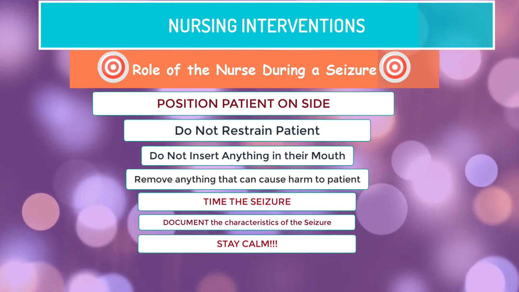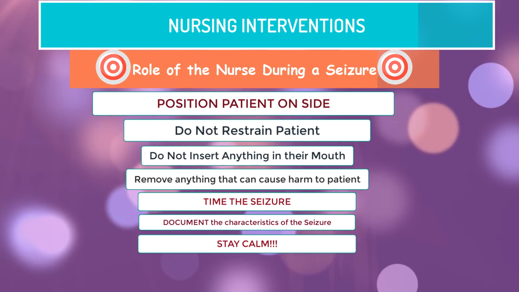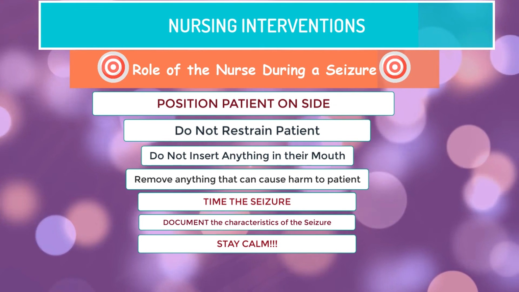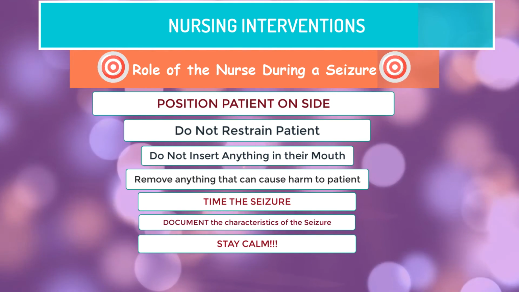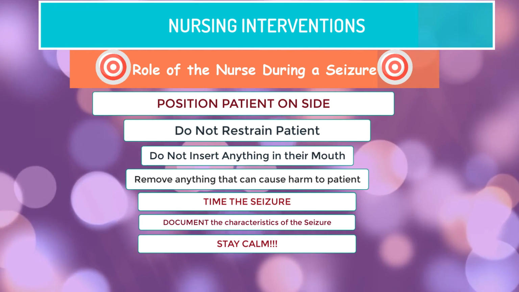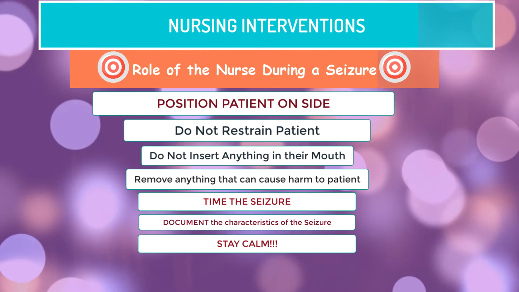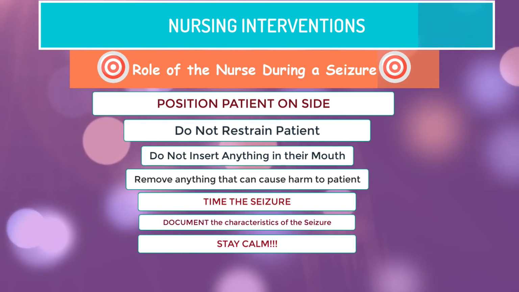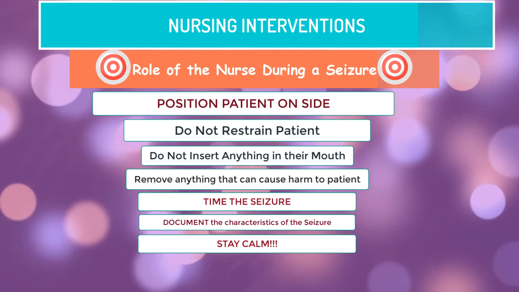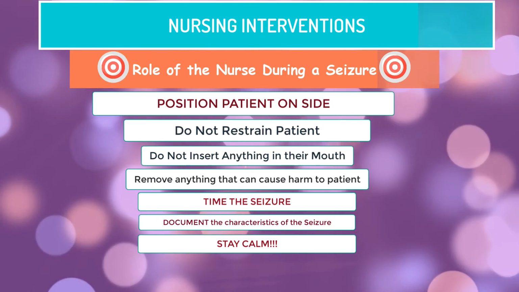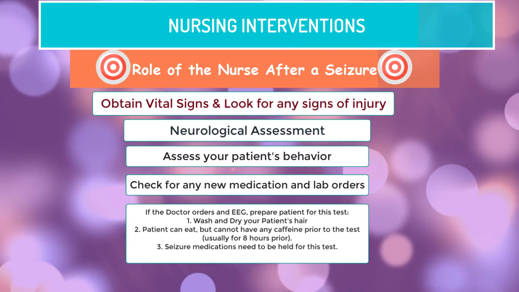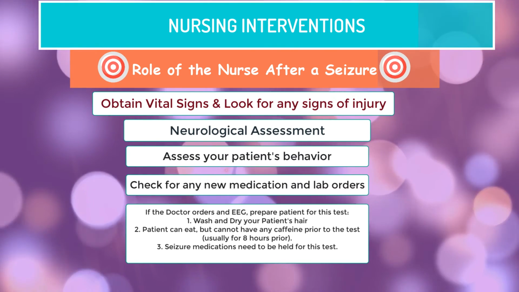But how about if you did not witness the seizure? Well, ask these questions to whoever was with the patient at that time. It could be a family member, a nursing assistant. But it is very important to get some of this information because it will help determine what type of seizure the patient had. Remember to always stay calm and reassure the patient and their family, because this is a very nerve-wracking time, especially when the patient has never experienced a seizure before and when the family has never witnessed a seizure before.